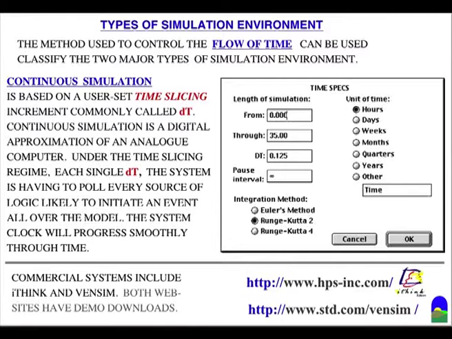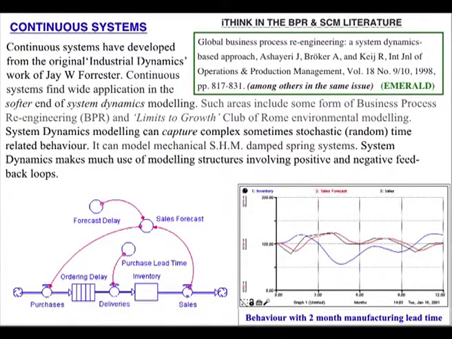iThink and Vensim are the two major commercial producers in this market. Continuous systems have developed from the original industrial dynamics work of J.W. Forrester. Continuous systems find wide application in the softer end of system dynamics modelling. Such areas include some form of business process reengineering, BPR, and limits to growth Club of Rome type environmental modelling.